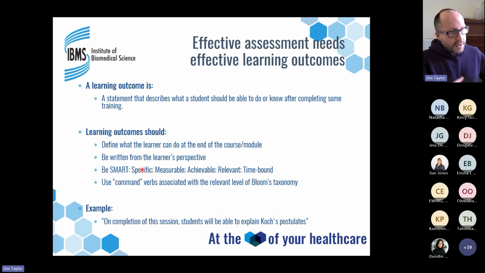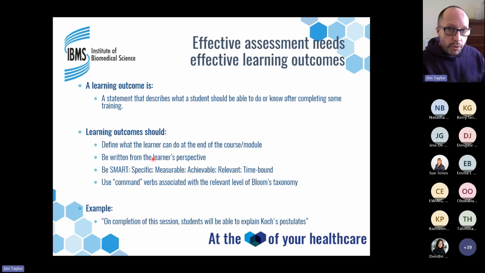The other reason I've put a couple of slides in on learning outcomes is because it's one area where we see very inconsistent practice across the country, in that a lot of learning outcomes that we see aren't actually learning outcomes at all. So, as a definition, a learning outcome describes what a student should be able to do after completing a period of training. And the key point with a learning outcome is that it defines what the learner can do. It's written from the learner's perspective.